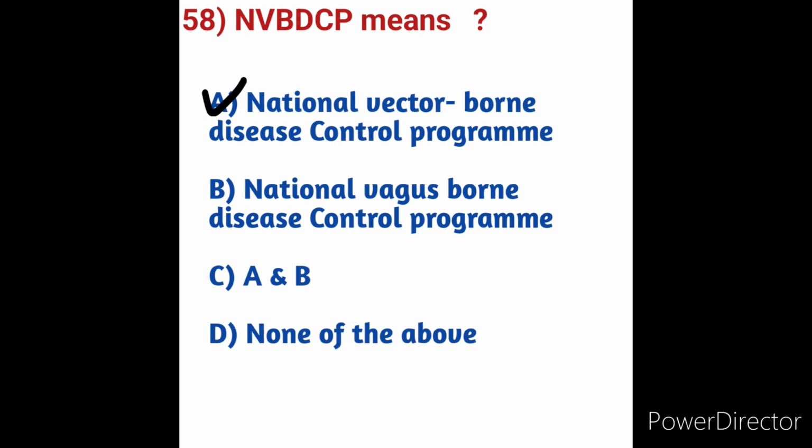The National Vector-Borne Disease Control Program covers: National Anti-Malaria Program, Kala Azar Control Program, National Filaria Control Program, Japanese Encephalitis Control Program, and dengue and dengue hemorrhagic fever control program. These all come under the vector-borne disease control program list. So here, option A, NVBDCP means National Vector-Borne Disease Control Program. Option A is the correct answer here. Next, we will move on to question number 59.